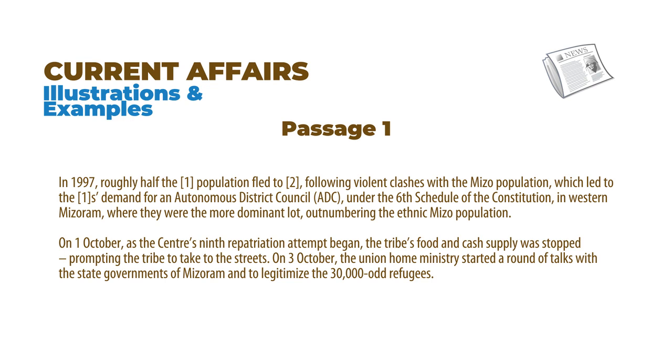On 1st October, as the centre's 9th repatriation attempt began, the tribe's food and cash supply was stopped, prompting the tribe to take to the streets. On 3rd October, the Union Home Ministry started a round of talks with the state governments of Mizoram and blank to legitimize the 30,000-odd refugees.